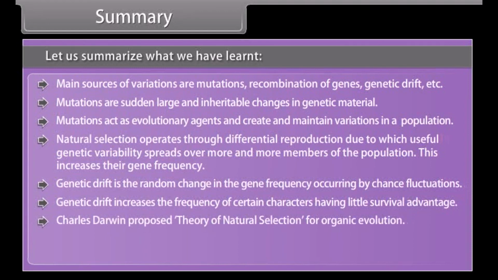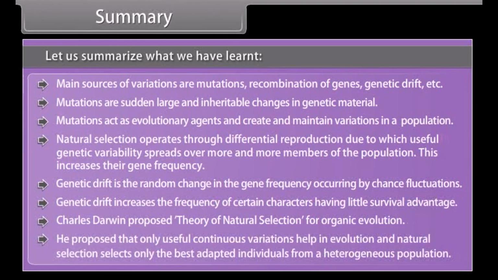Charles Darwin proposed the theory of natural selection for organic evolution. He proposed that only useful continuous variations help in evolution, and natural selection selects only the best adapted individuals from a heterogeneous population.